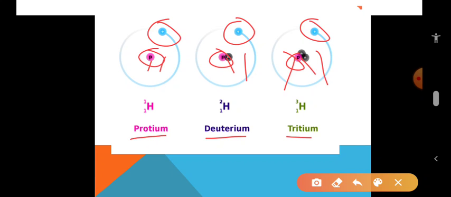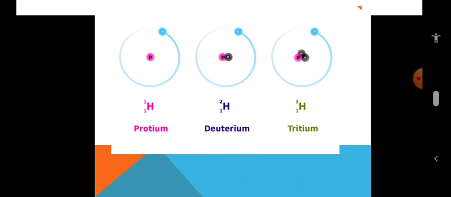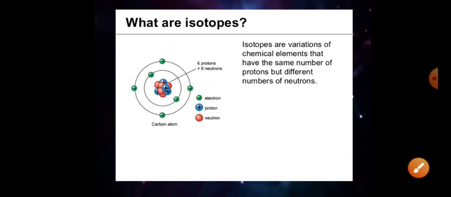That means the same atomic number. Atomic number is the same for all three elements, but the mass number is different for these three elements. So this is what is called isotopes. What is the definition of isotopes? Isotopes means same atomic number but different mass number. This is the definition of isotopes.